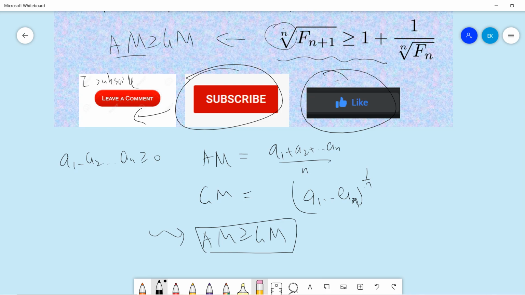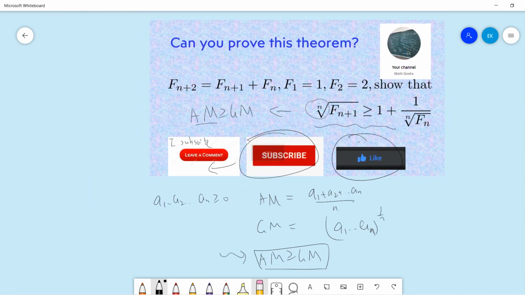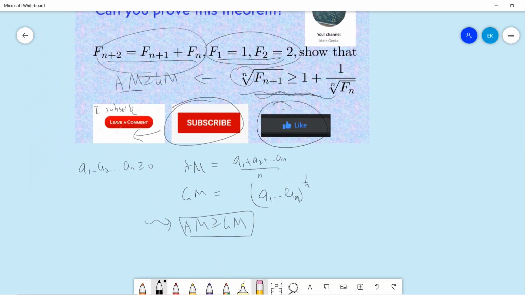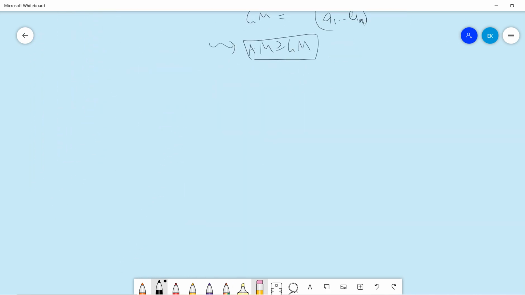Okay, so ideally we want to use these two facts to give us this. So let's see how to solve this. Let's see the proof.